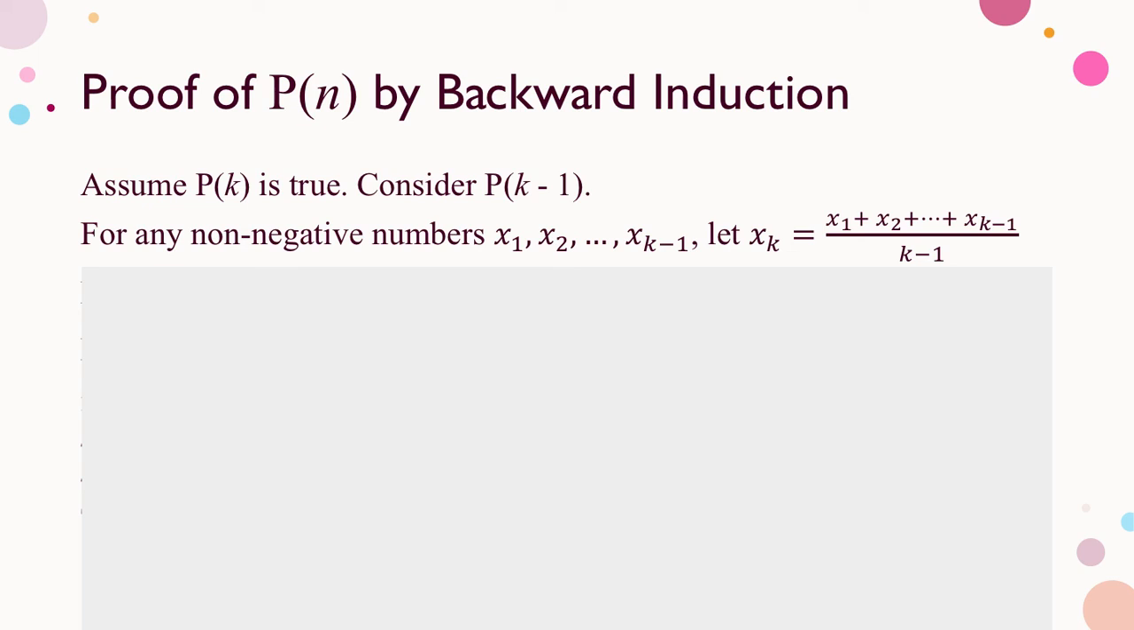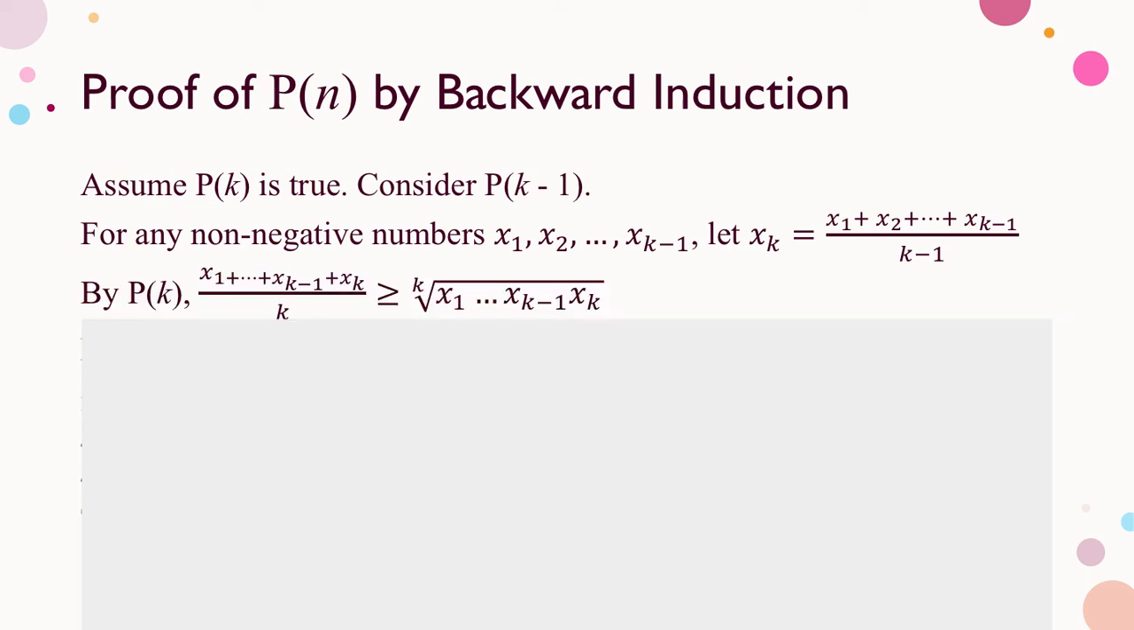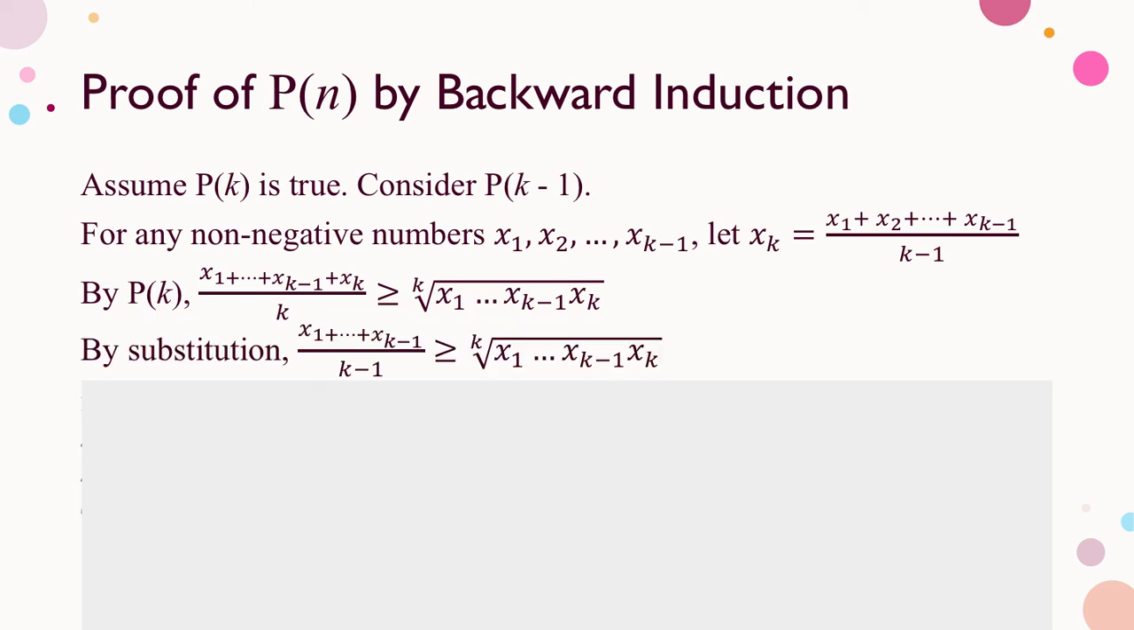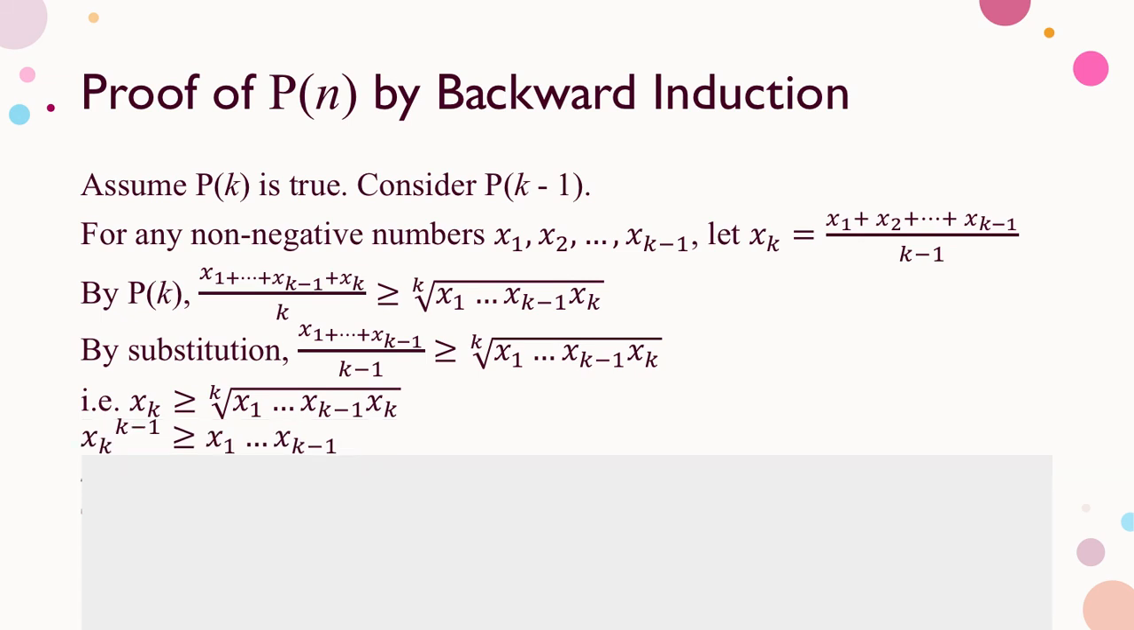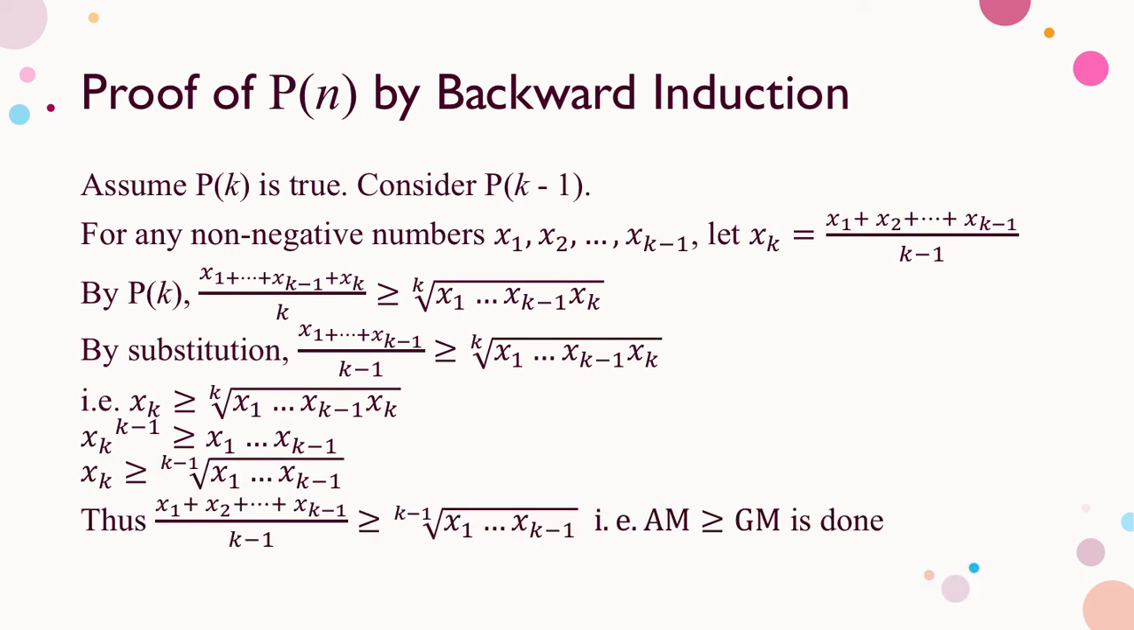Now, by the assumption P of k, we have for the k terms, AM is greater than or equal to GM. Substitute xk into the left-hand side of the inequality. We have the left-hand side is in fact equal to xk. And take the power so that we can cancel xk. And then take the k minus 1 root. So for the given k minus 1 terms, we have AM is greater than or equal to GM. The first part is done.